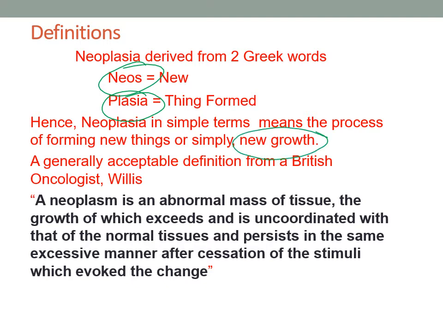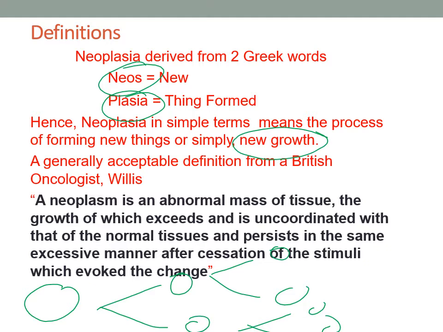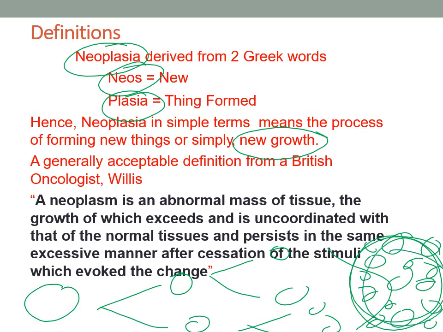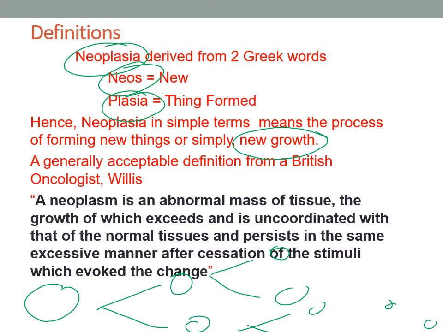For example, this is a cell, it divides into 2 cells, then further into 2 cells. At the end, we can end up with so many cells. These cells are newly formed cells. The process of forming these new cells, which is abnormal, is known as neoplasia, while the mass which is formed is known as neoplasm. So it is very important to differentiate neoplasia and neoplasm.